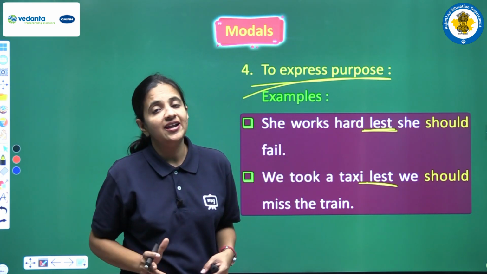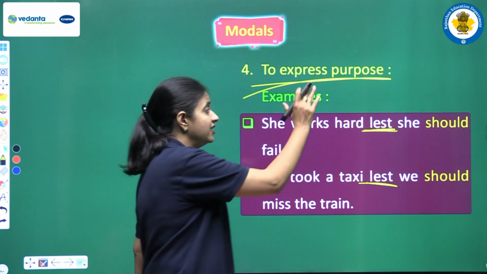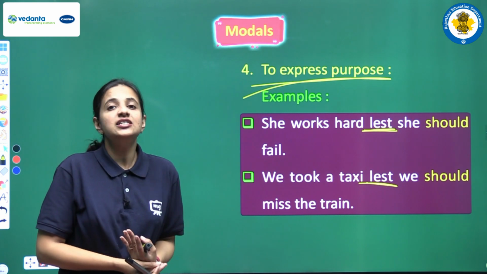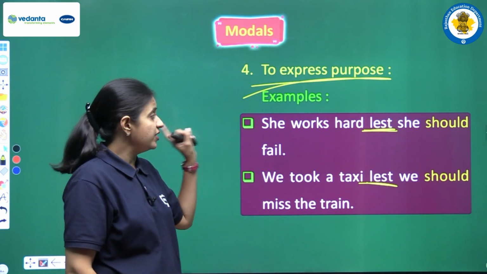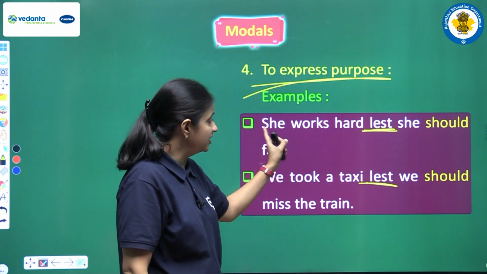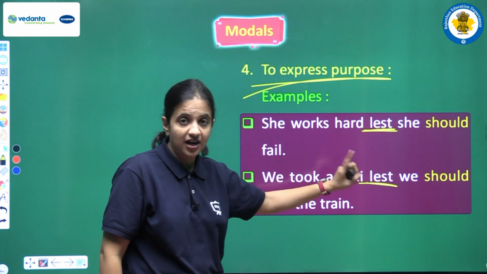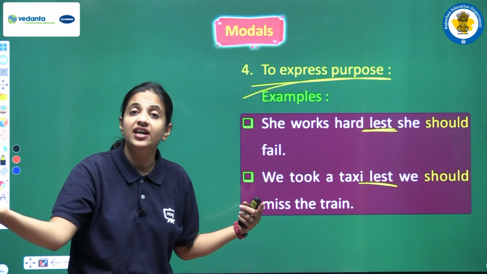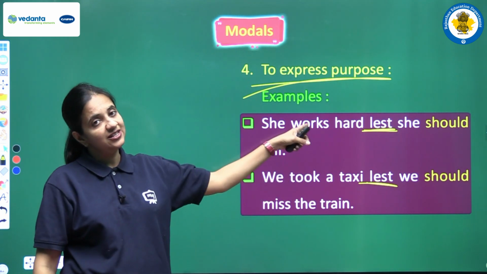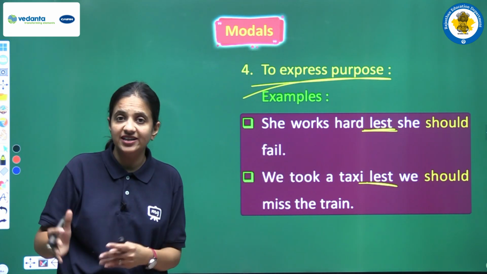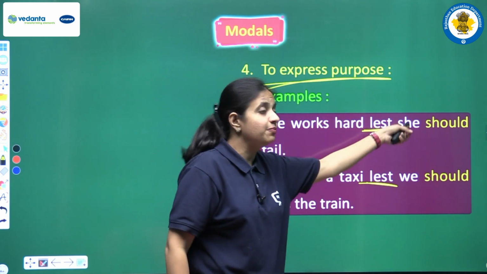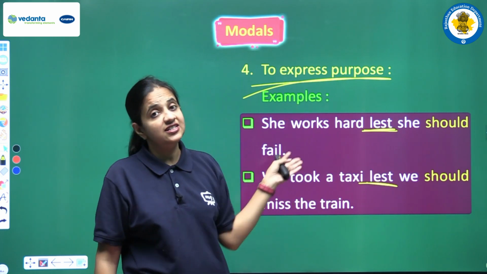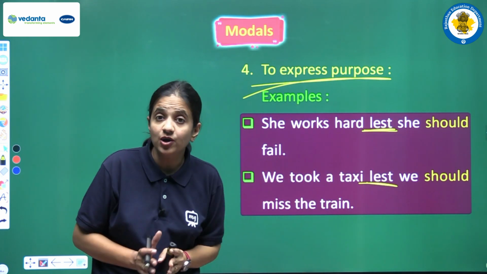So one more thing that I want to make clear here, that in the sentence we are not having "not", right? But the meaning of the sentence will be in a negative form. So we are trying to say here that some girl is there who is working very hard. Why is she working very hard? So that she does not fail. So this is the meaning, but in the sentence we do not see "not", but when we use lest plus should, this structure of the sentence has a negative meaning.